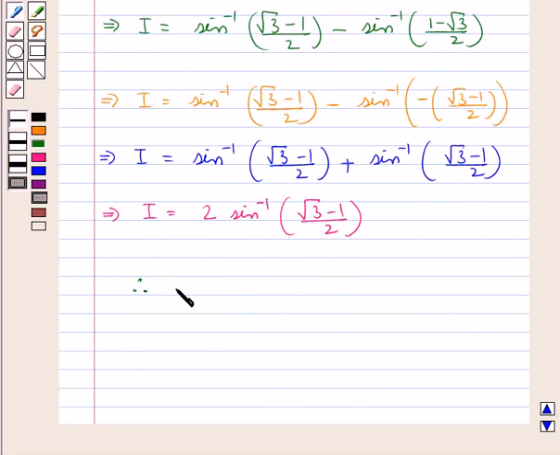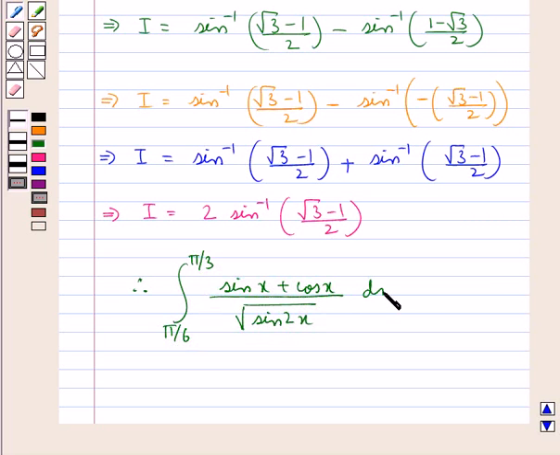Therefore, we can say that the given integral from pi by 6 to pi by 3 of (sin x plus cos x) whole upon square root of sin 2x dx is equal to 2 into sin inverse of (root 3 minus 1) upon 2. So this is our final answer.